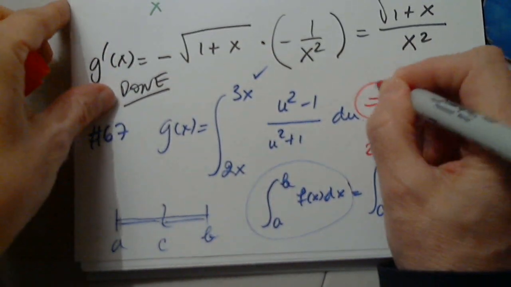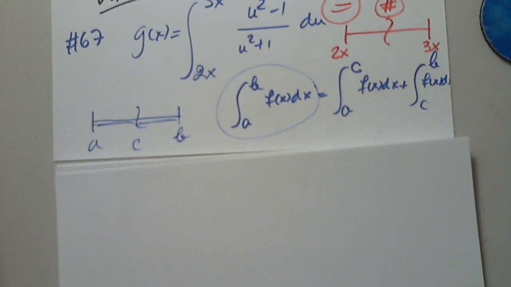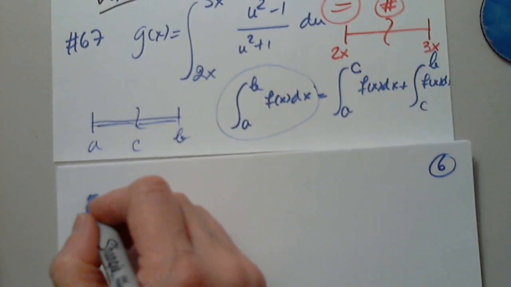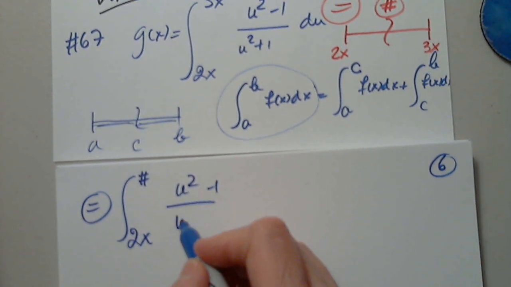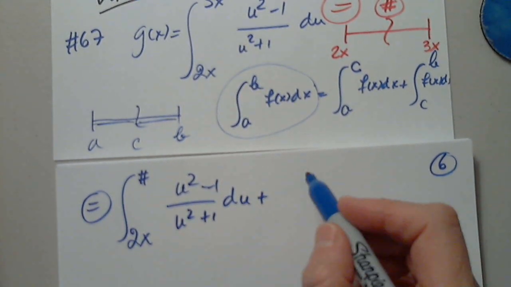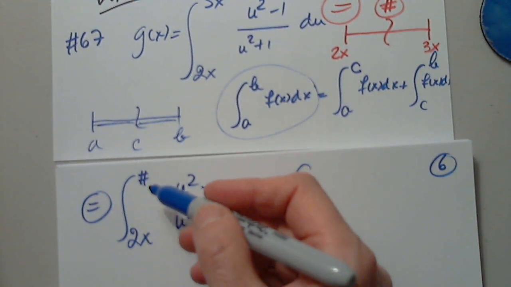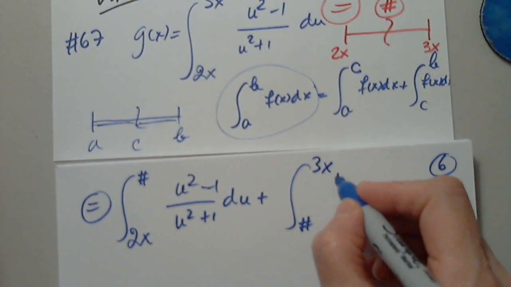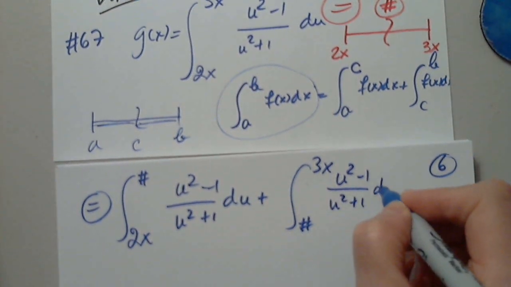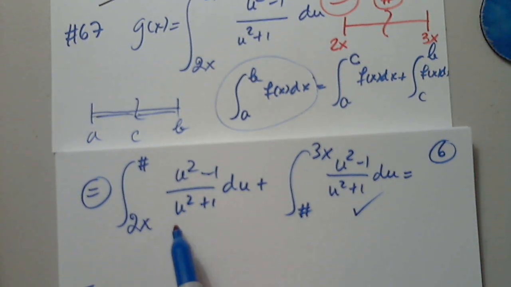So then this integral changes into, I'm on page 6, 2x to whatever you want to put in there, plus, it has to be the same. If you put 10, you have to start at 10. If you put 15, you have to start at 15. If you put 0, you have to start at 0, to 3x, u squared minus 1 over u squared plus 1 du. This is ready for differentiation, but this one isn't.